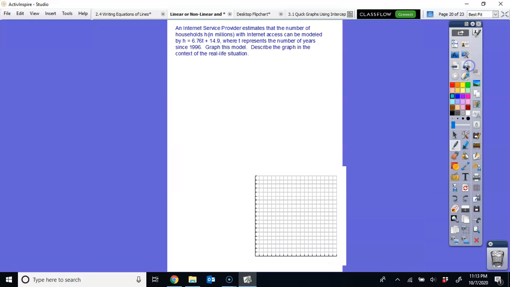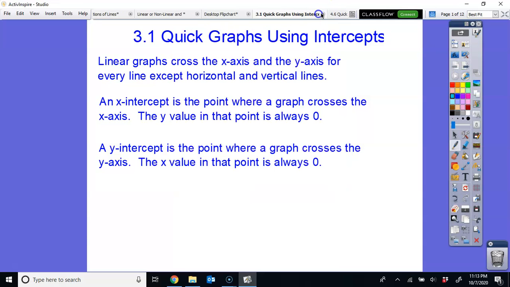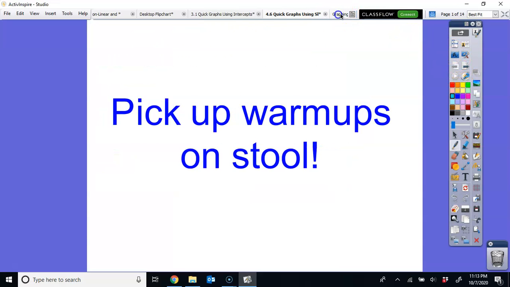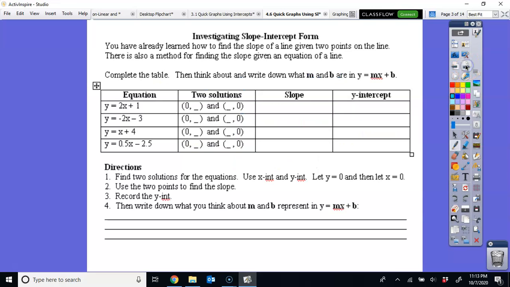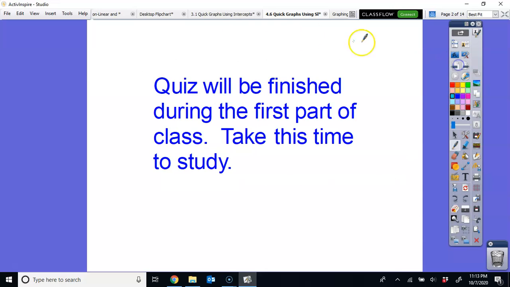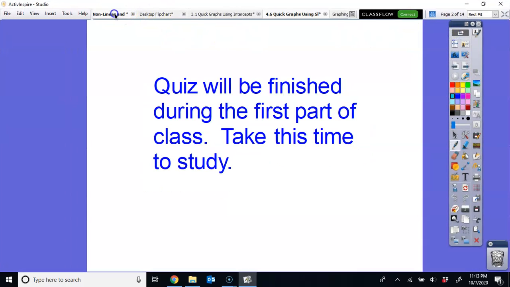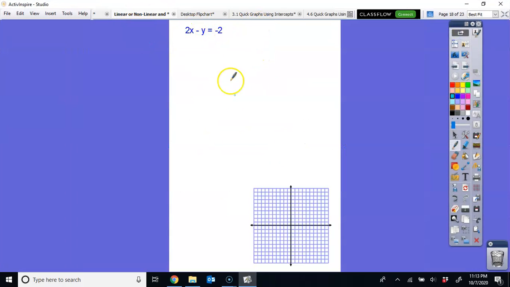Let's see. Let me find one that I like. Where did it go? Wow. Never mind. I thought I had one that I liked. Oh, yeah. That's going to be good. We'll just use this one, I guess, since I can't find the one that I thought I had.